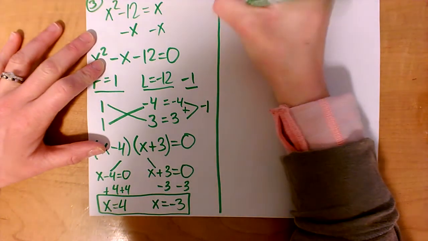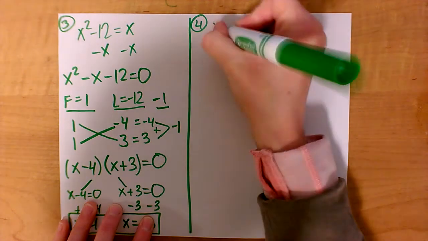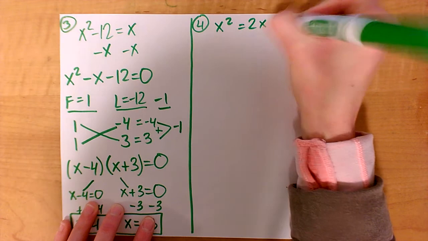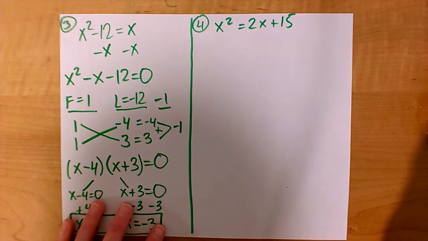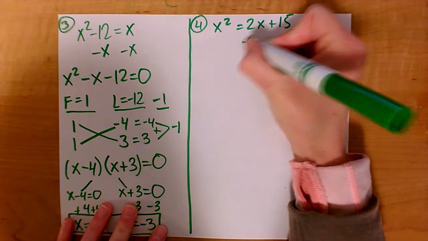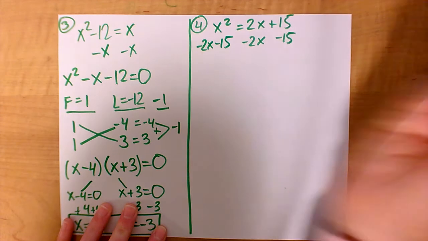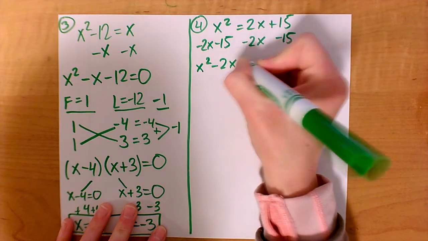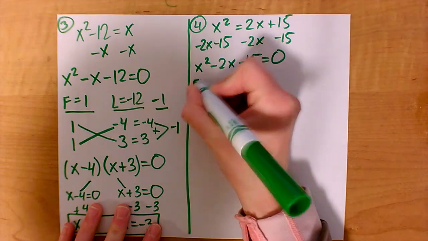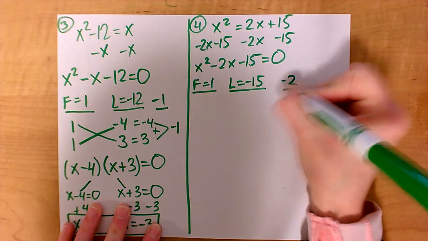Alright, so going on to number 4 from the classwork, we have x squared is 2x plus 15. So I want to bring everything over to the other side. So it would be nice to keep that x squared positive. So what I'll do is I'll subtract 2x and I'll subtract 15 from both sides. So that'll give me x squared minus 2x minus 15 is 0. So then I can factor this with first and last. First is 1, last is negative 15, and then in the middle we have negative 2.